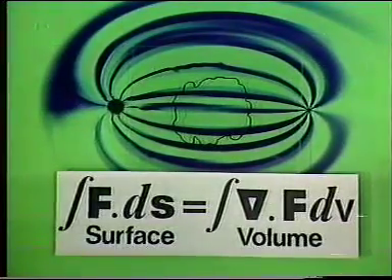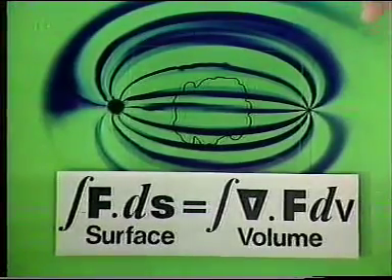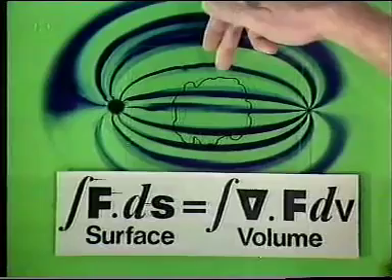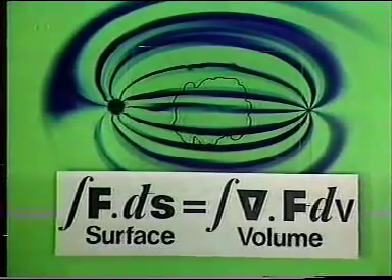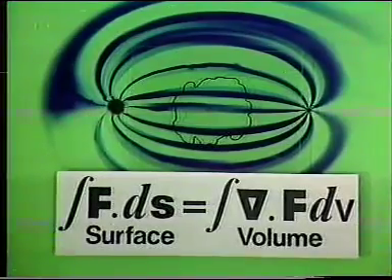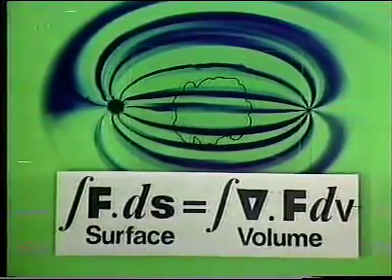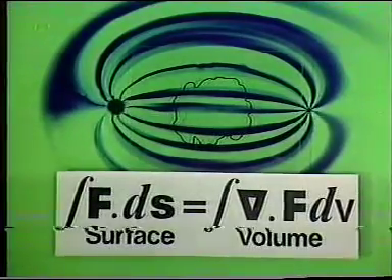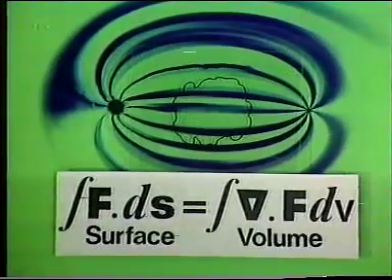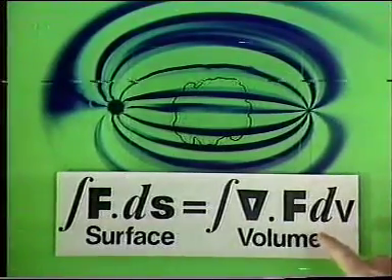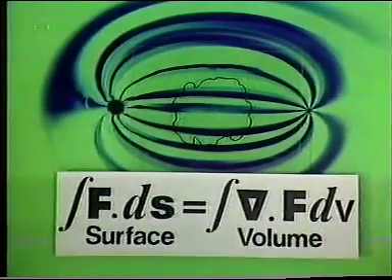F dot dS, the integral over the surface. Now, that's a statement about the total net outflow through the surface. Assuming we can't compress the fluid in some way, then what goes in must come out. So we'd expect the integral of F dot dS over the surface to be 0. That means we'd expect this one, the integral of div F dV over the volume, also to be 0.